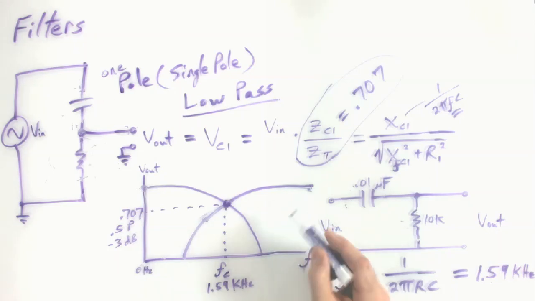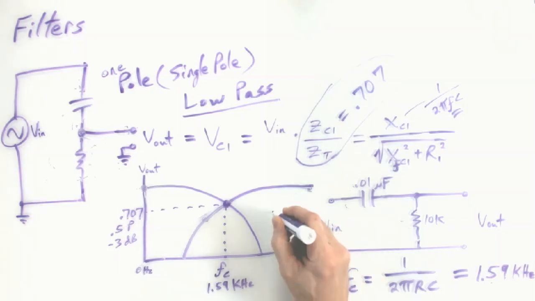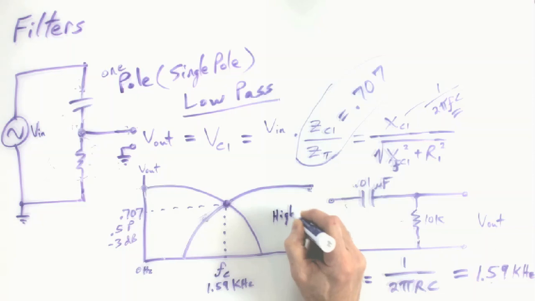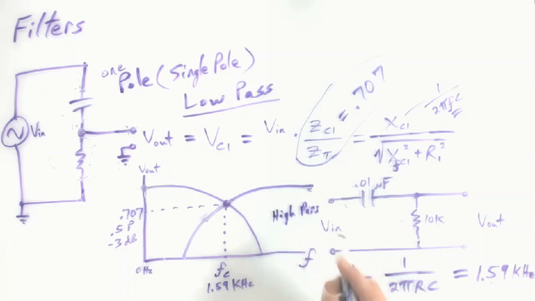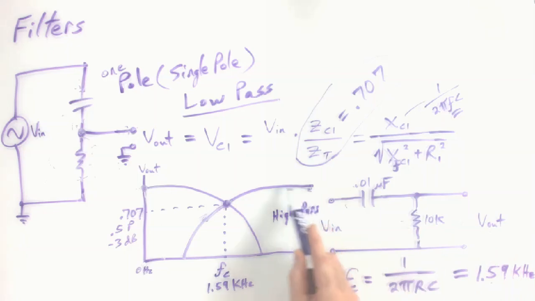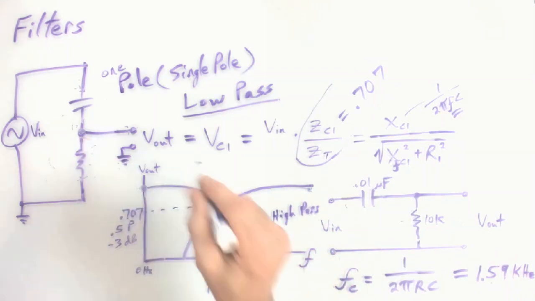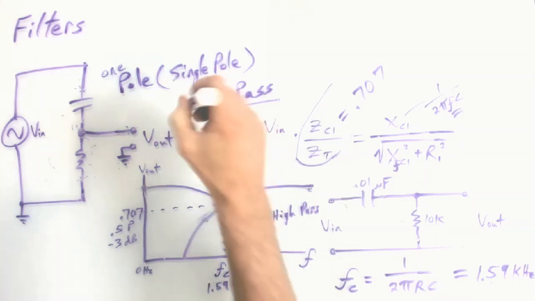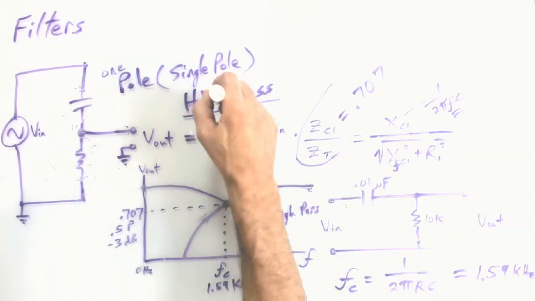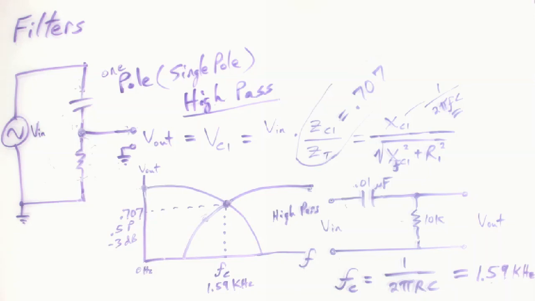What does that look like? Looks like a high pass. In other words, high frequencies pass through the filter, low frequencies are attenuated. It's still just one pole, so it's a single pole, but now we would have to call it a high pass filter.